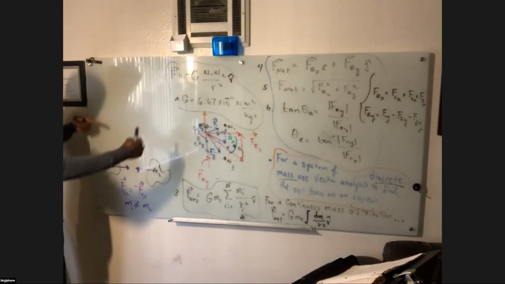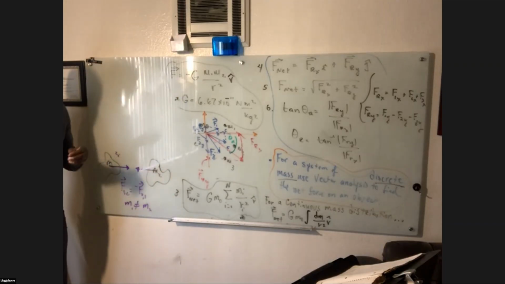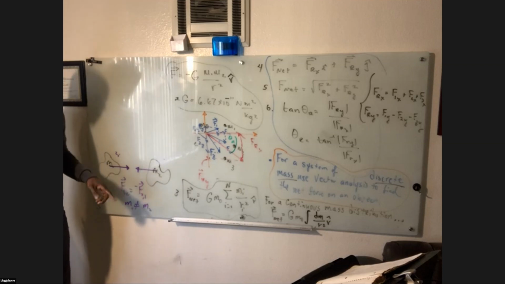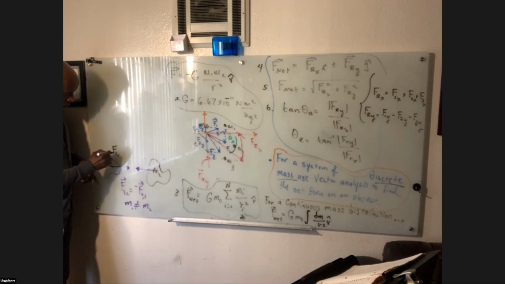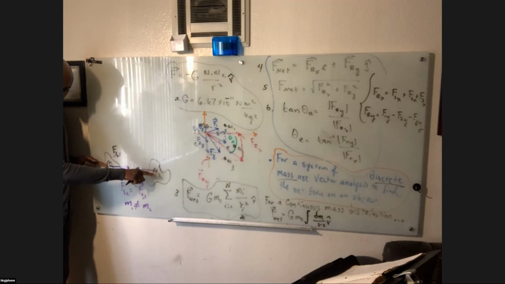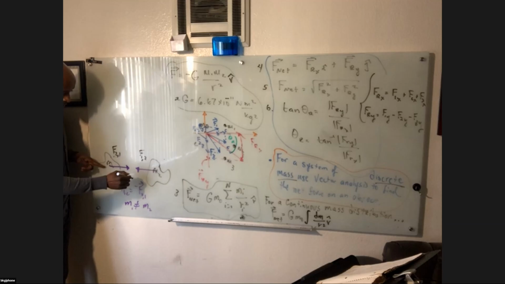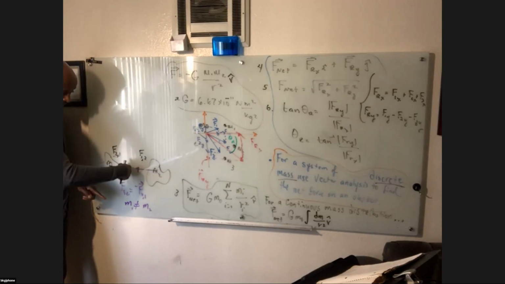Professor? Yes. When you wrote in the beginning F equals negative G M1 times M2 over R squared, why is it negative? That negative sign represents the attractive force. Gravity is inherently attractive, which means that if this is mass 1 and this is mass 2, then this force represents the force of mass 2 on mass 1, but it points back toward mass 2. And this force represents the force of mass 1 on mass 2, but that force points back toward mass 1.